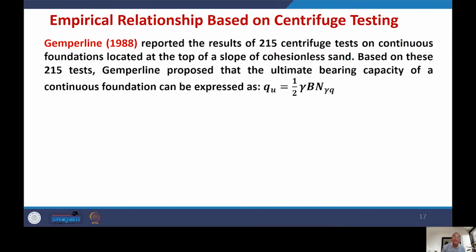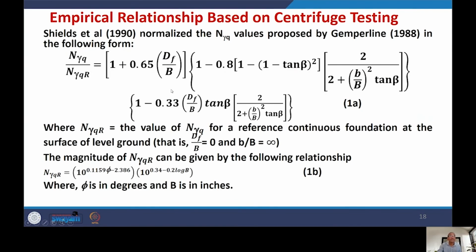And this, as mentioned, is for cohesionless sand. So the equation proposed based on 215 tests is this. Now we need to see the effect of slope on the factor N_γq, because there is only one factor. First of all, this theory is applicable for cohesionless soils, that means sand only. Second, the ultimate bearing capacity is given by this relation. But in this relation, how does the value of N_γq change with the slope? That is given here.